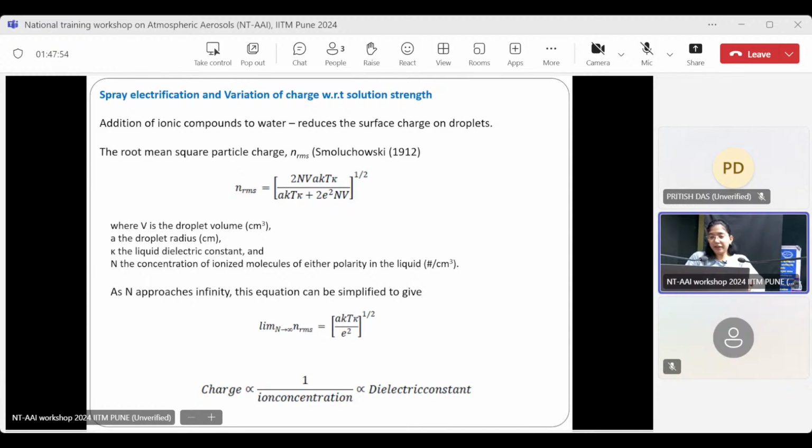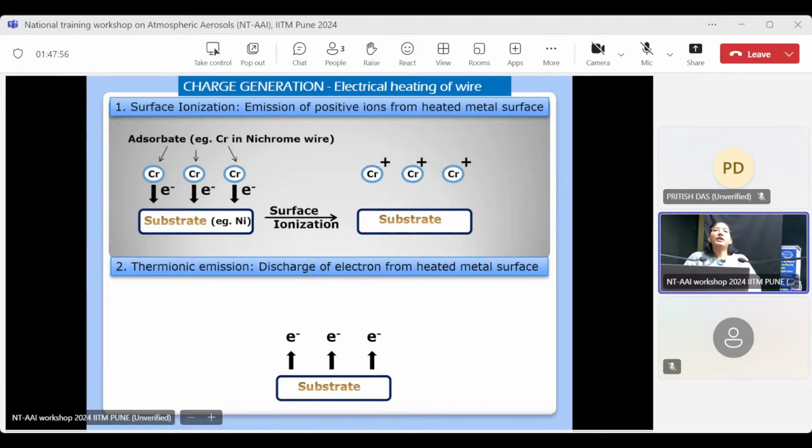Then, one more generator we will see. We can also generate particles by electrically heating a metal wire. Suppose we have a wire of any metal, gold, or maybe some alloy like nichrome. When we electrically heat a wire, what happens? Vapors are emitted, and those vapors nucleate and coagulate to form aerosol particles. So it is gas to particle conversion. In that process also, charge will be generated. Now we will see how the charge is generated when you electrically heat a wire.